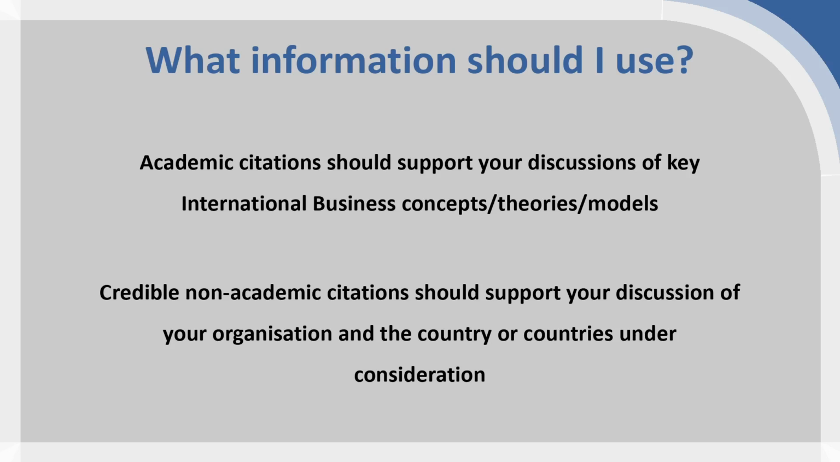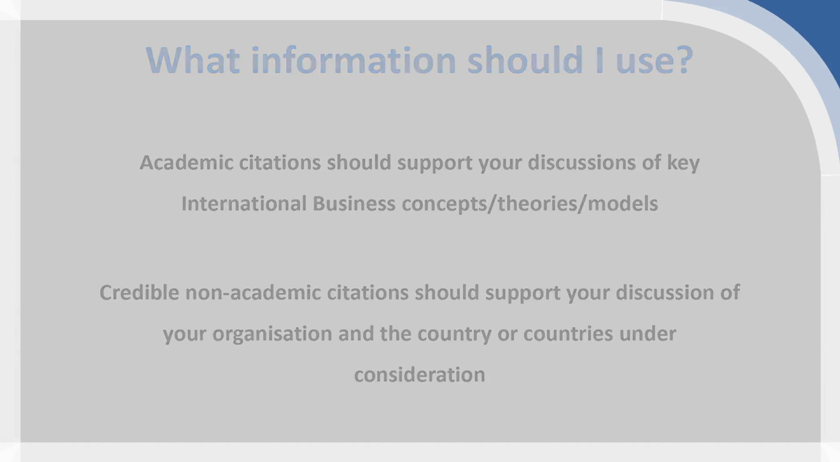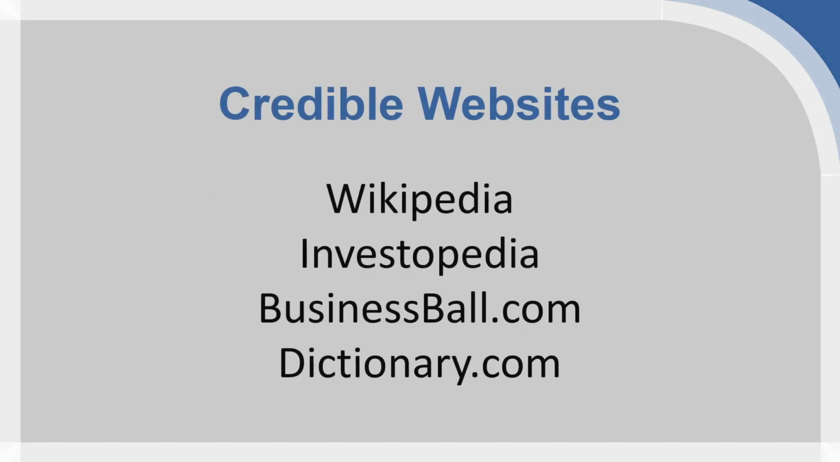So there should be lots of high quality academic citations every time you apply or invoke an IB concept, theory, or model. Alongside this, you obviously want lots of high quality citations supporting the actual discussion of your organization as well as the country or countries under consideration. And this is where you want non-academic citations, because you're citing information drawn from the real world, so about the actual country you're dealing with, the actual globalization processes, actual trade barriers and trade policies. So these should be drawn from non-academic areas, outside of the academic literature, but they should still very much be credible.